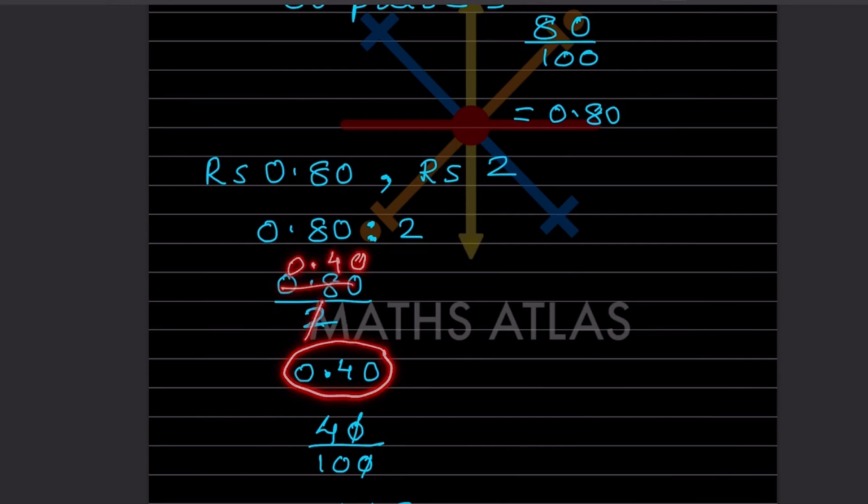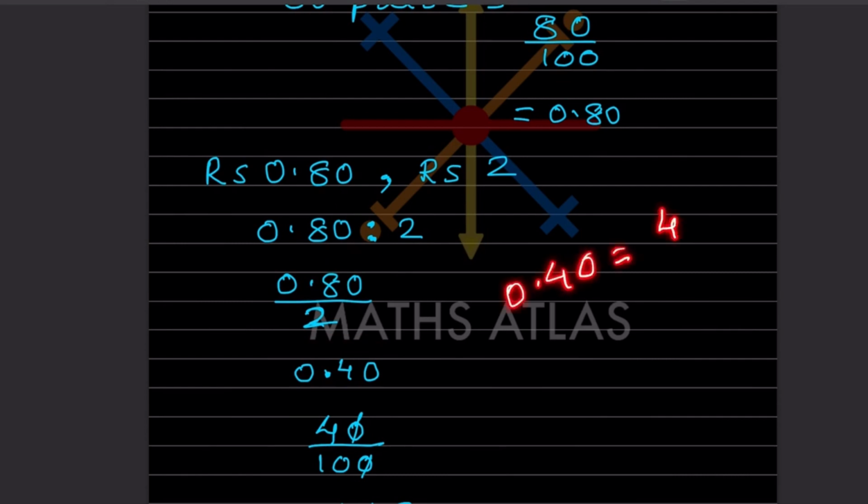So 0.40 means what are you going to do? You will write here 40 as it is first. And now you will go backwards 2, and after that is the decimal point, right? So now you are going to divide it by 100 because here there are 2 zeros. Hope you got it. Why did I write here 40 divided by 100? So it becomes easy to simplify.